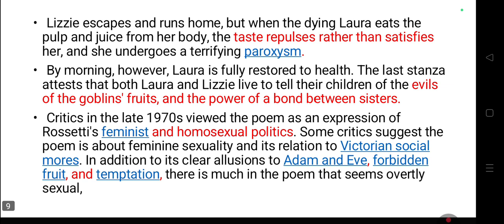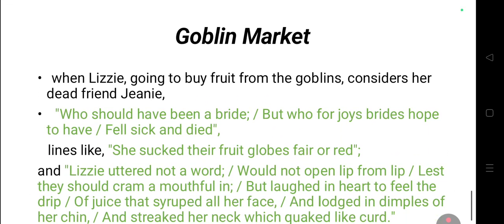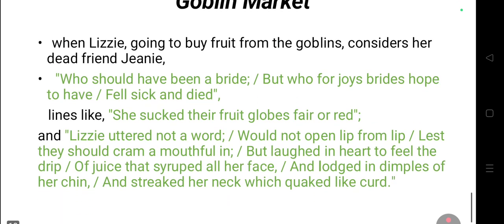So critics have this opinion that even if all these things are there, the way the language is used here by Christina Rossetti may suggest overt sexuality very much prevailing. You may have a glimpse of those examples. For example, when Lizzie, going to buy fruit from the goblins, considers her dead friend Ginny. When she talks of Ginny, what are the words used by Christina Rossetti? Who should have been a bride, but who for joy's bright hope to have fell sick and died. I don't think that you need interpretation for these lines.